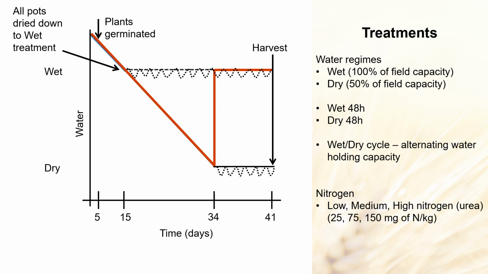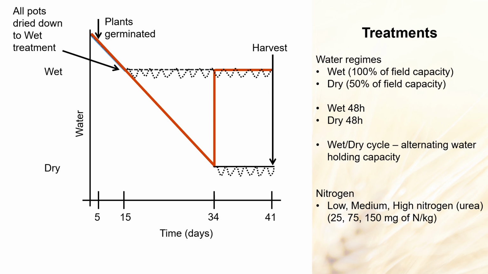As I said before, the unique thing with the drought spotter is that I could set up as many water treatments as I wanted. So what I did is I set up 5 water treatments. Basically, all my soils were pretty wet at the beginning, so they all started wetter than I wanted them to. So then I dried them down until they hit my baseline wet treatment. This is where the soil was at 100% of field capacity.